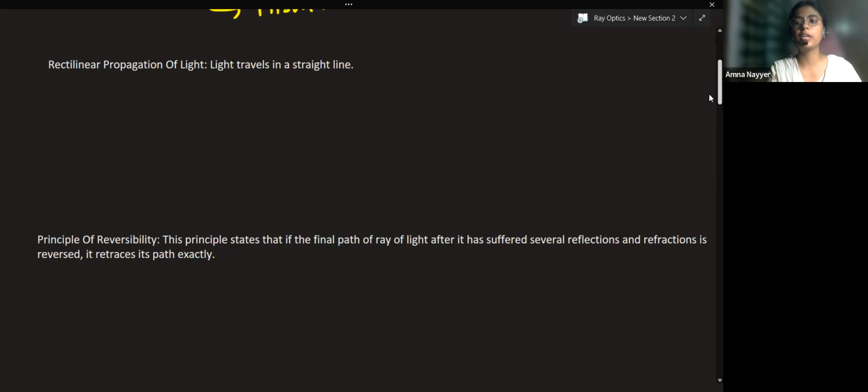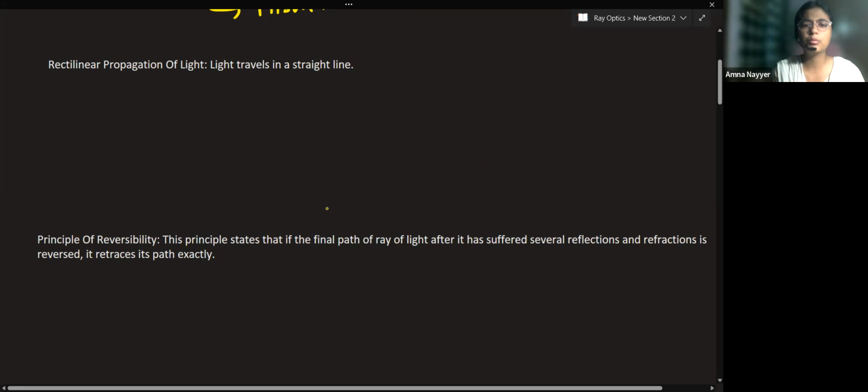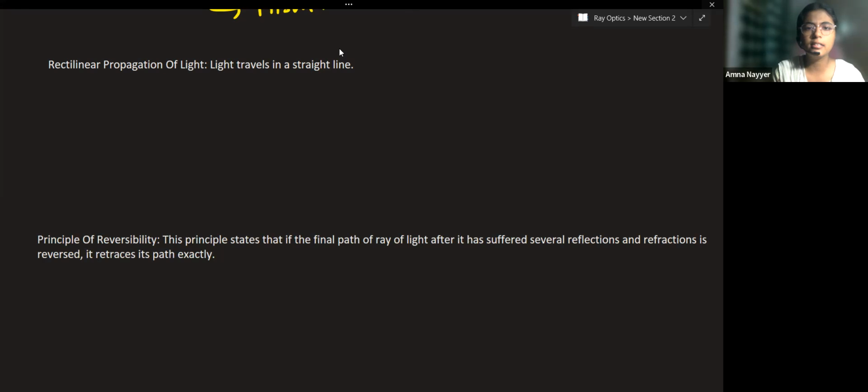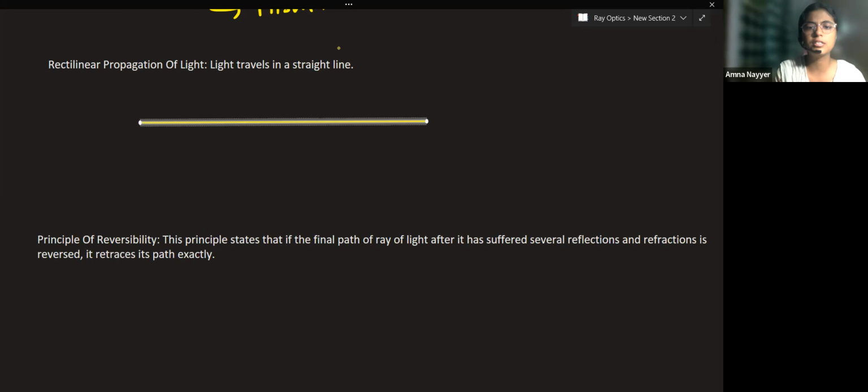So rectilinear propagation of light, this is common to both reflection and refraction. Rectilinear propagation of light means what? This phenomenon of light that it travels in a straight line. Light that is coming from the source of light is striking the eyes directly. It is not moving in a zigzag order or in a Brownian movement. It is moving straight. This path of the light is straight. So that property of light, that it travels in a straight line, is known as rectilinear propagation of light.